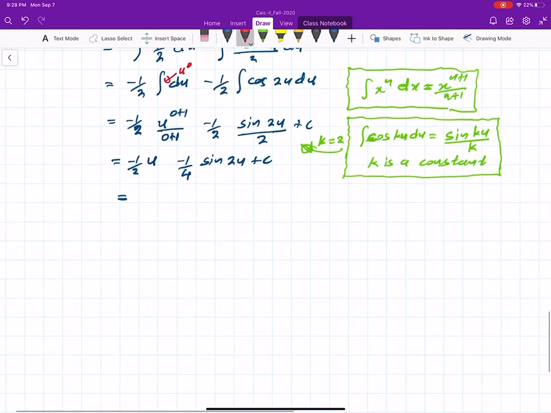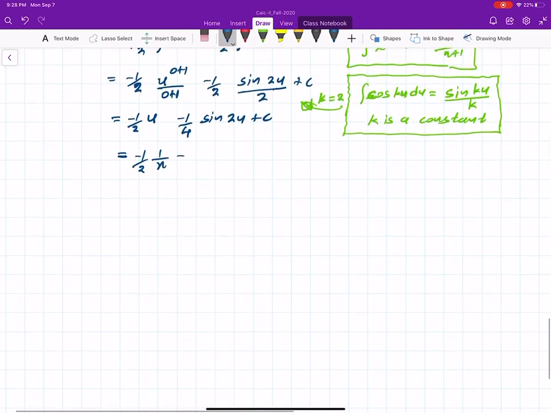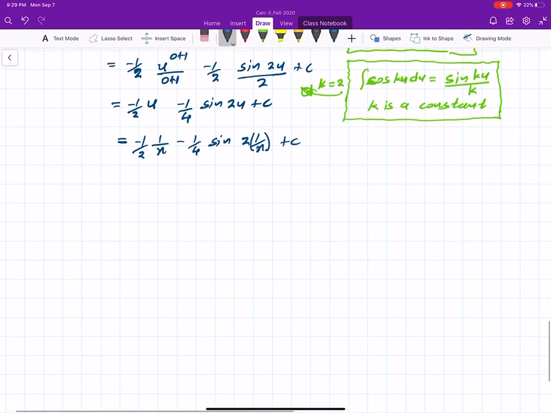All right, go down here. For u, I write 1 over x. Again, minus 1/4 sine 2 times 1 over x plus c. This is minus 1 over 2x minus sine 2 over x over 4 plus c. So this is the solution.